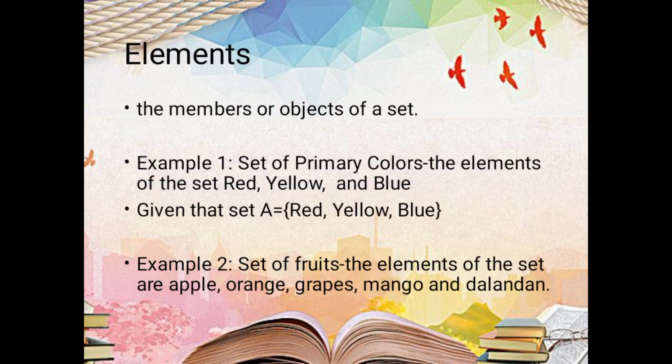Our next topic is elements, the members or objects of a set. Example number 1, set of primary colors. So the elements of the set are red, yellow, and blue. So given that set A is equal to red, yellow, and blue. For example number 2, set of fruits, the elements of the set are apple, orange, grapes, mango, and dalandan.